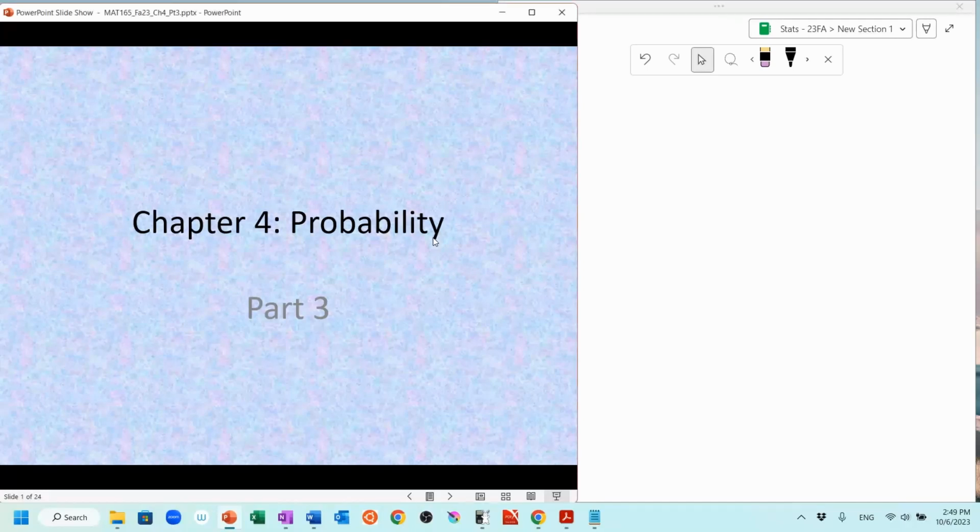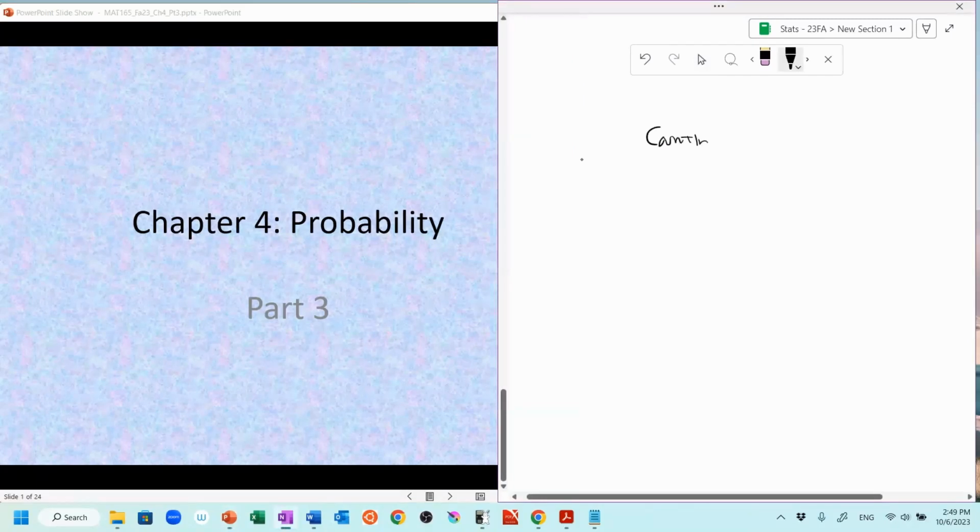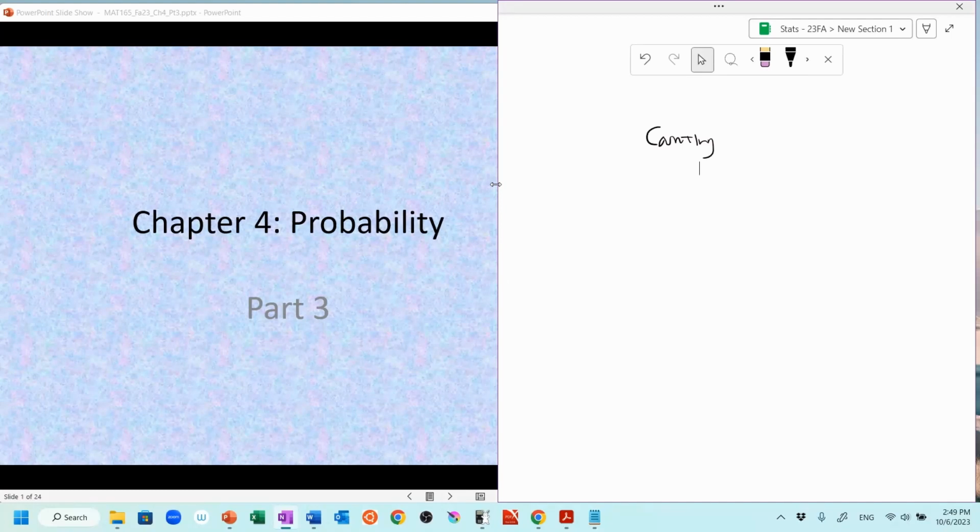Okay, so now we're going to move on to the third PowerPoint in Chapter 4, Probability. And this PowerPoint deals with counting. Let me resize my window here.